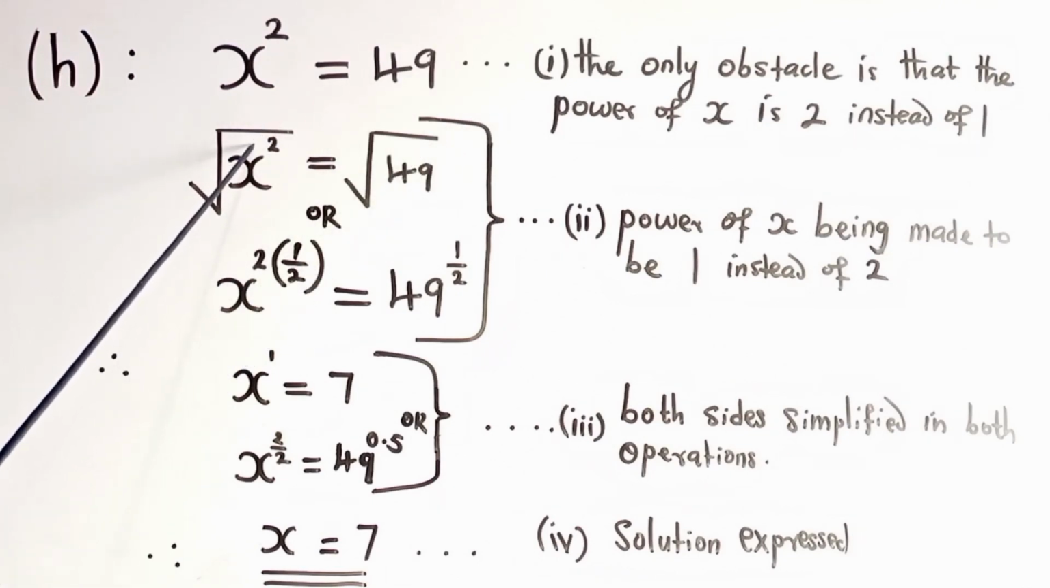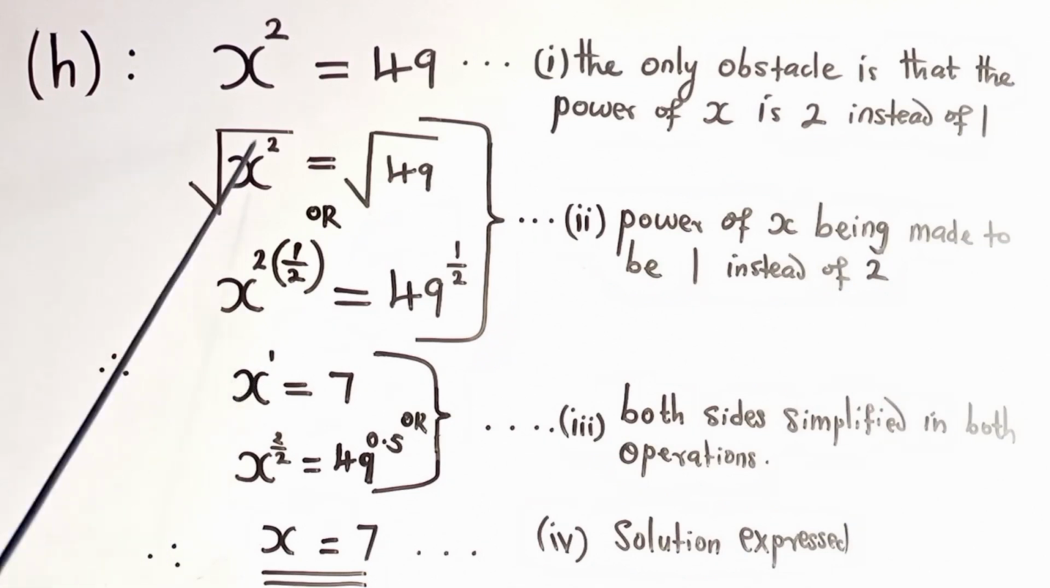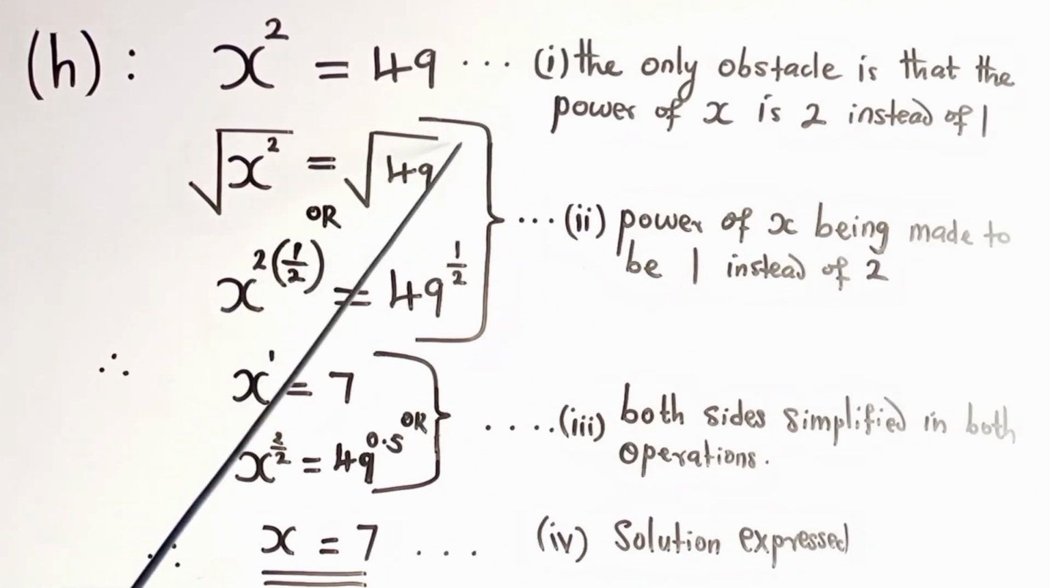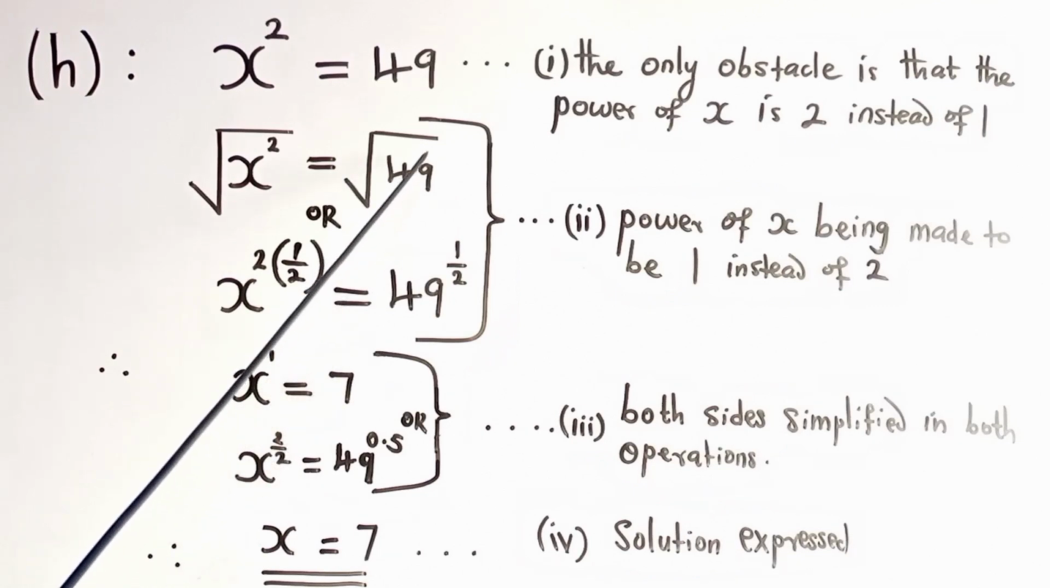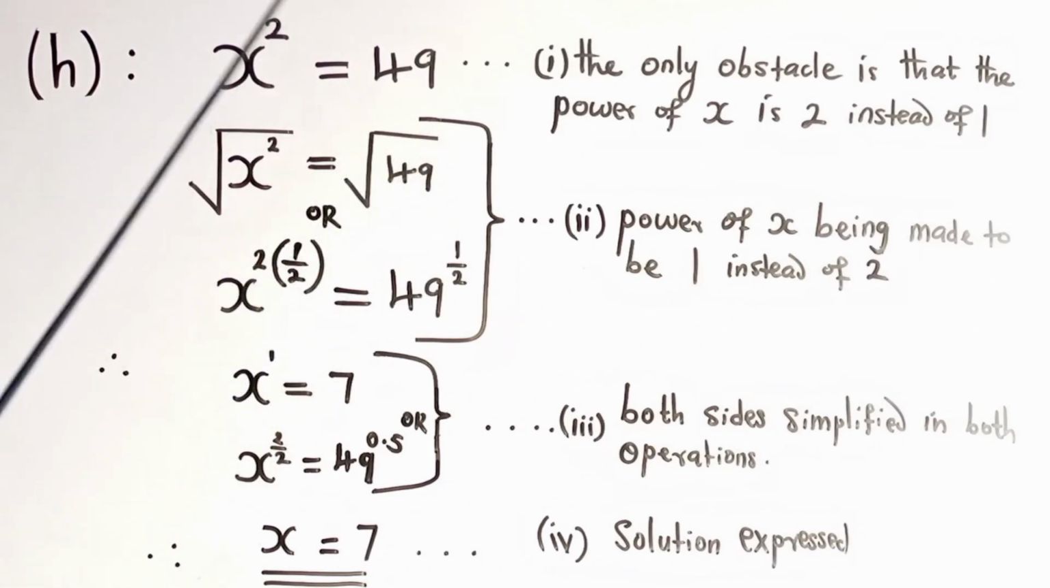whenever a number is raised to the power 2 and you find its square root, the result is that same number raised to the power 1, which means that the result we get from this expression here is x to the power 1. And the result we get from this right-hand side is 7. What does square root of 49 mean? I will get back to it later.